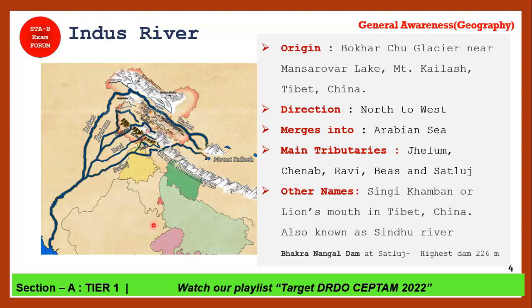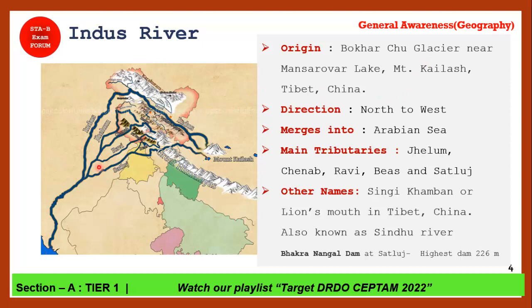So the origin of Indus river is Mount Kailash, okay. At least you should know the origin of Indus river is Mount Kailash. Mount Kailash is where? In Tibet, China, okay. Or if they ask the most specific region, you can say Bokhar Chu glacier, okay. It is near Mansarovar lake. What is the origin? Bokhar Chu glacier, okay. It flows from north to west and ultimately meets in the Arabian Sea, okay.